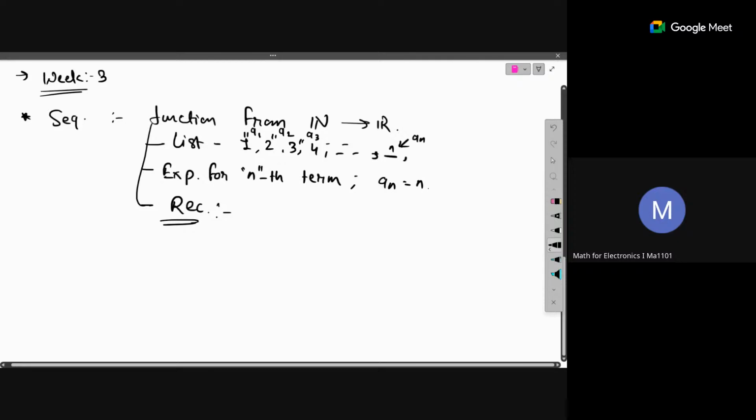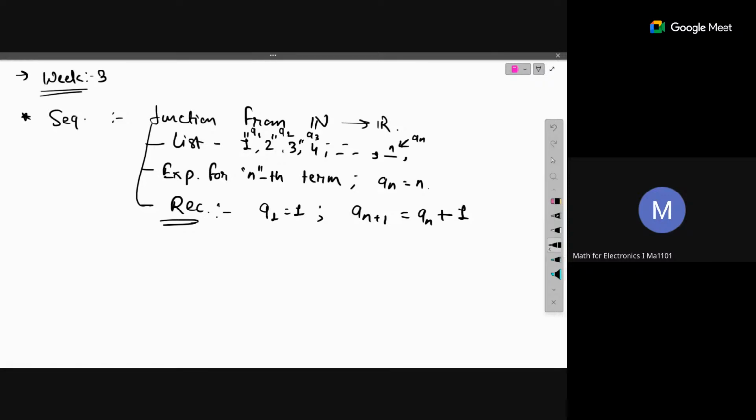So in this case, our recursion is given as a1 equals 1, and an plus 1 is nothing but an plus 1. That means we are adding 1 in every term. That's why it will be 1, 1 plus 1 will be 2, 2 plus 1 will be 3, and so on, right? So these are the 3 forms for expressing any sequence.